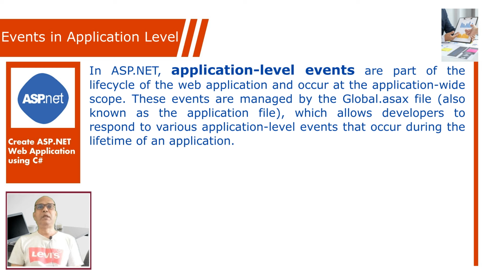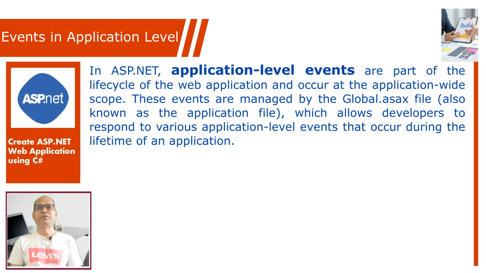Events in application level. In ASP.NET, application level events are part of the lifecycle of the web application and occur at application wide scope. These events are managed by the global.asax file, also known as the application file, which allows developers to respond to various application level events that occur during the lifecycle of an application.